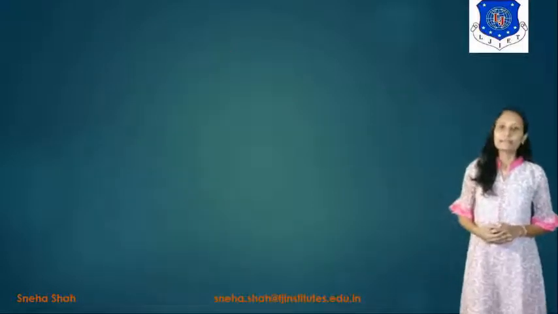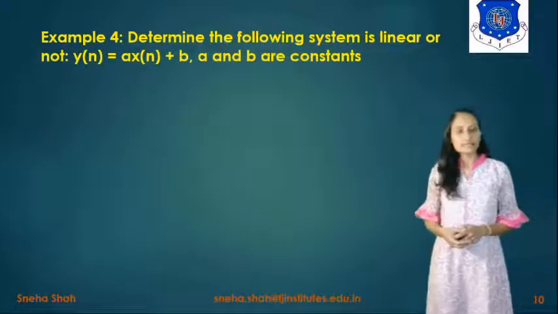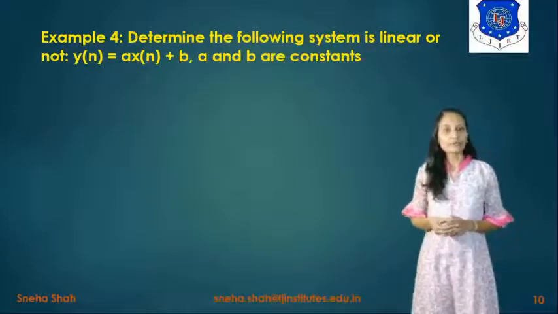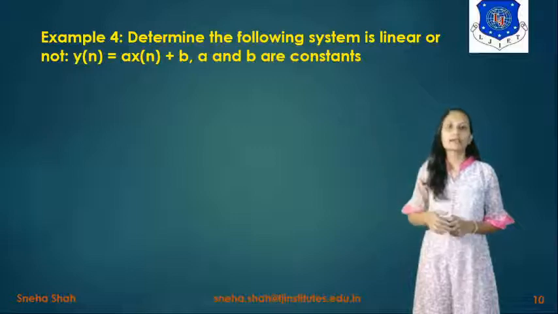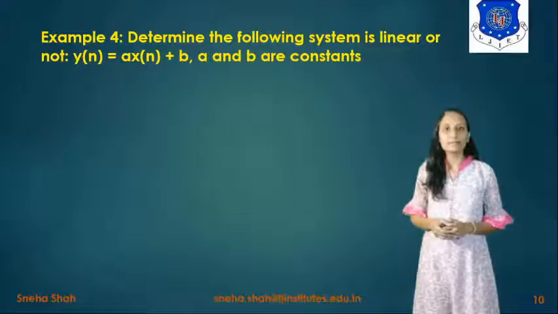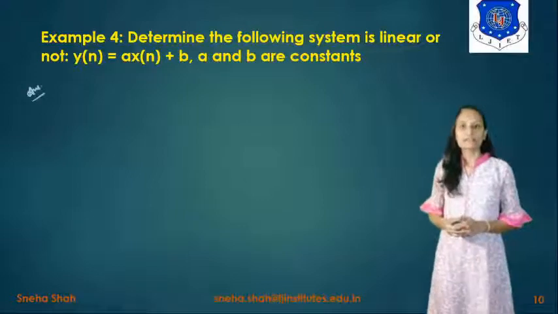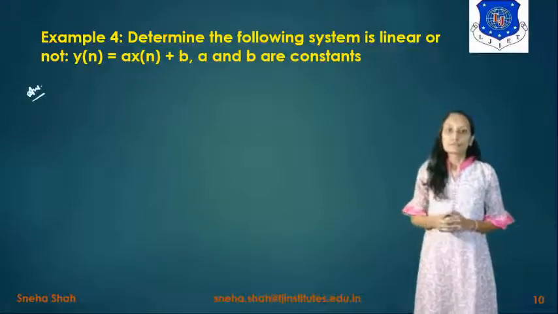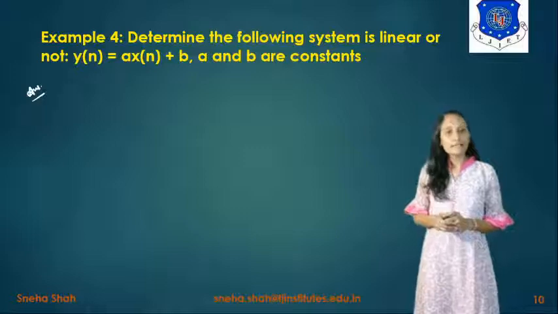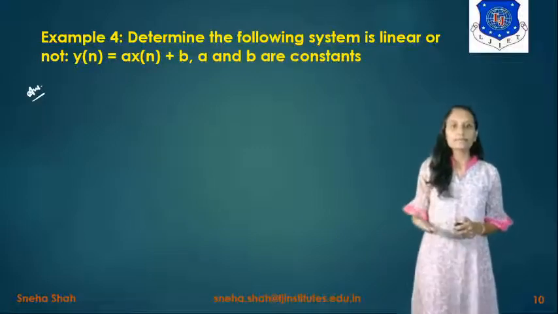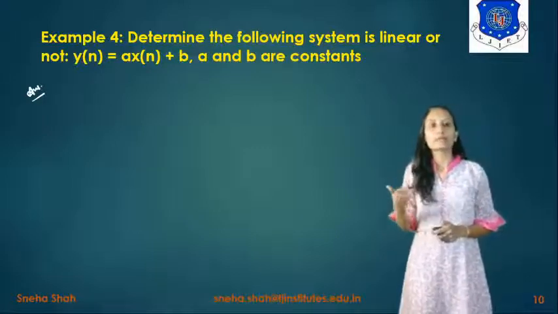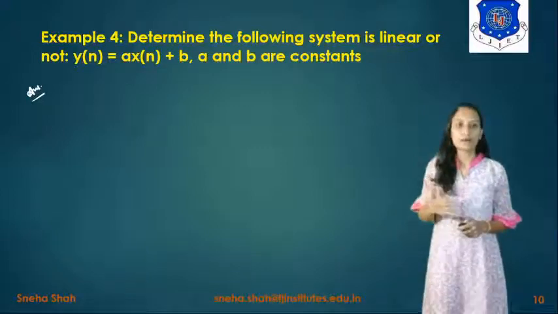Now the next example is to determine whether the given system is linear or not. For that, y of n is given to us. y of n equals a x of n plus b. Here the values of a and b are considered constants. To solve this example, first of all we will start by taking the input as a combination of two inputs, and the output will be the combination of two outputs.